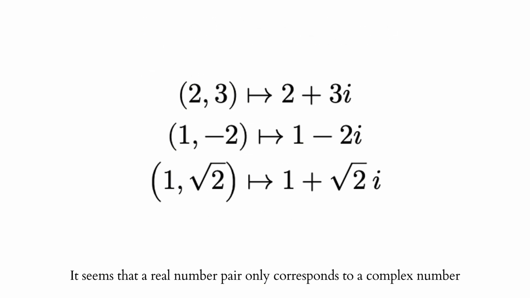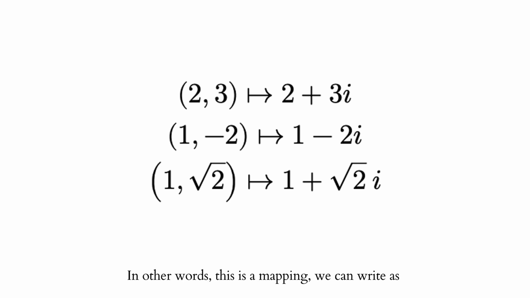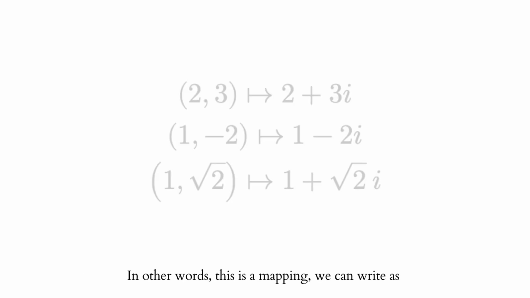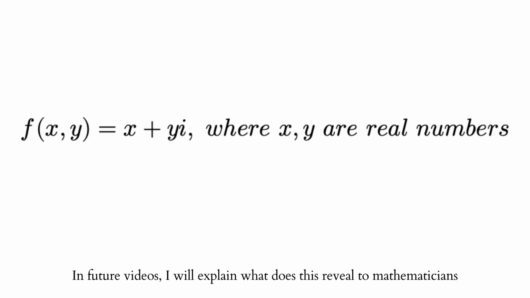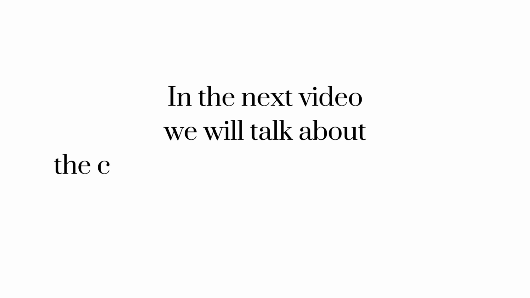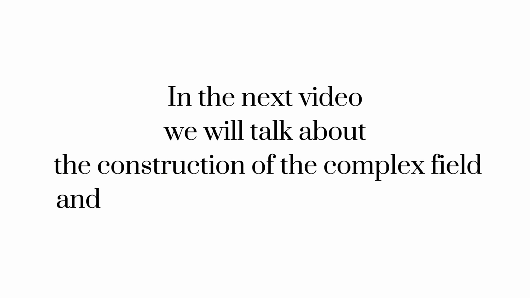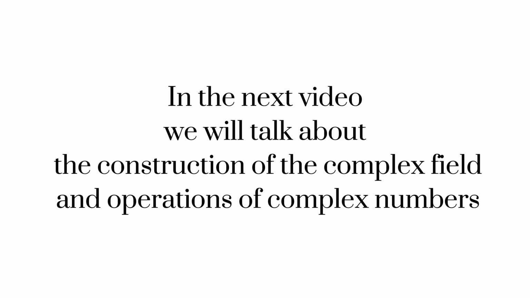Let's go back. It seems that a real number pair corresponds to a complex number. In other words, this is a mapping. We can write f(x, y) equals x plus yi, where x, y are real numbers, and i is the unit. In future videos, I will explain what this reveals to mathematicians. In the next video, we will talk about the construction of the complex field and operations of complex numbers.